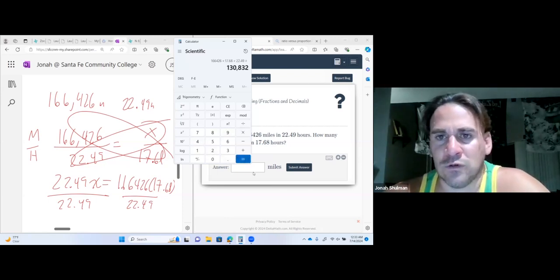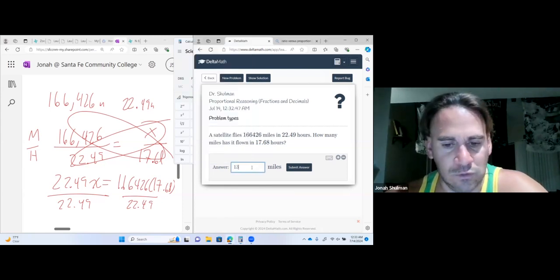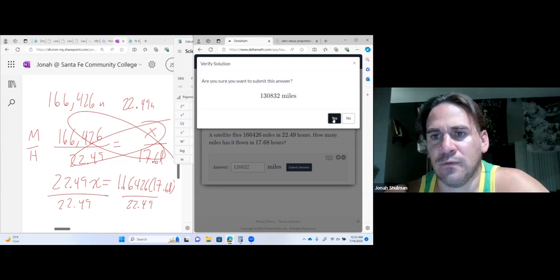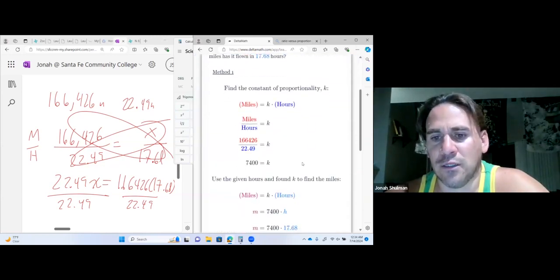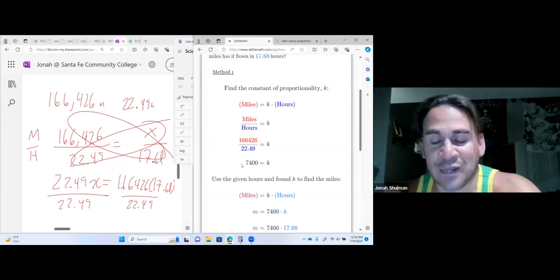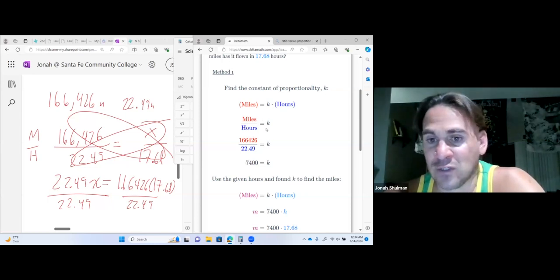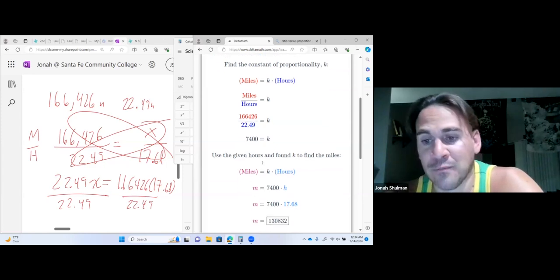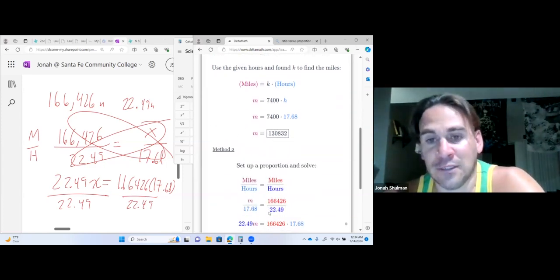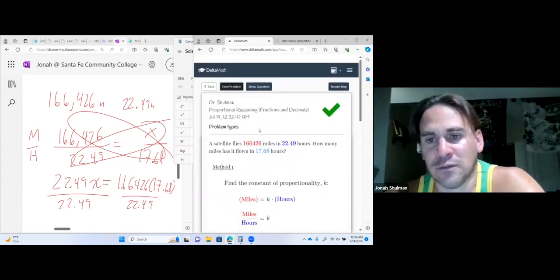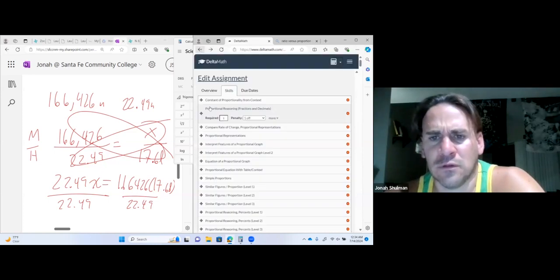So 130,832. 130,832. We got it. Oh, so they did it one way. They figured out the speed. They found the speed, the constant of proportionality, which is really cool. So they just figured out how fast they were going. They were going 7,400 miles per hour, and they multiplied it by how many miles they went. I like it, and there's my method. I like their method. I like finding k.